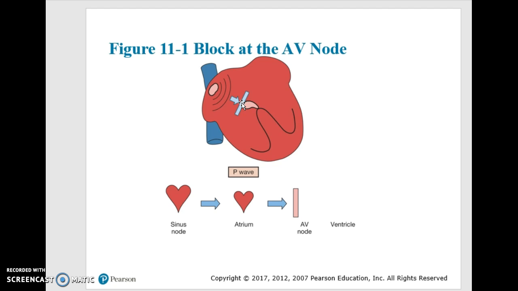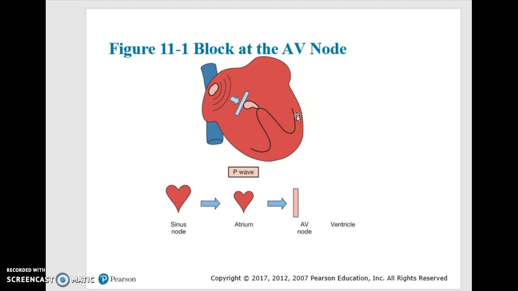But when we talk about the three different types, the first one being the delay, with a delay, the impulses are slowed, but all of them still make it through and they go to the ventricle. So your electrical impulses are slowed down, but they still continue to travel to the ventricles. They just have a little stopping point. But they resume and they all make it to the ventricles.